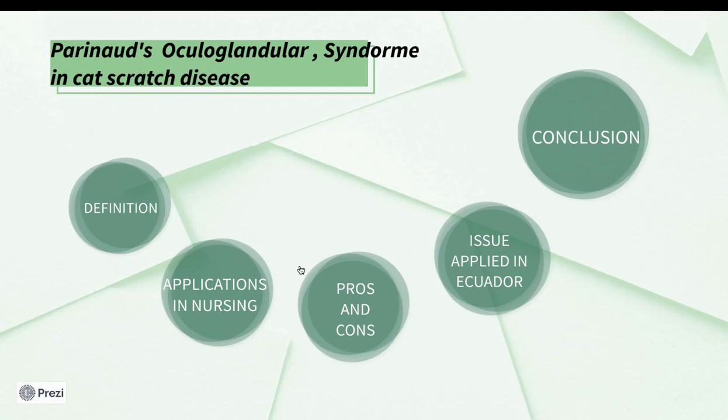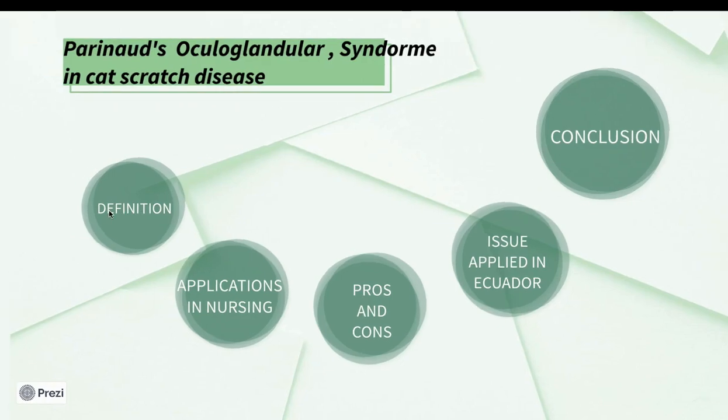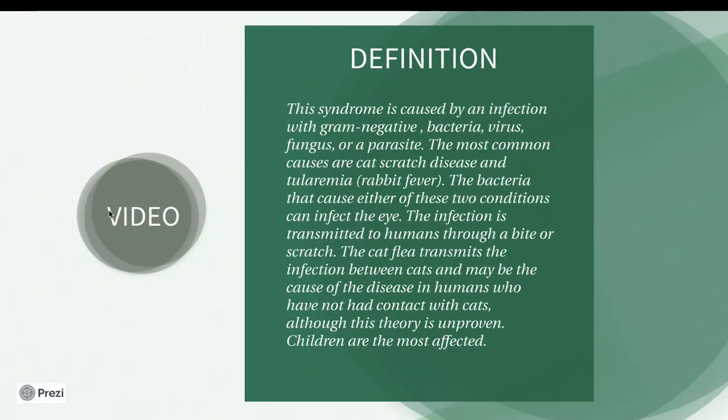I am going to talk about Parinaud's oculoglandular syndrome in cat scratch disease. Definition: this syndrome is caused by an infection with gram-negative bacteria, virus, fungus, or parasite. The most common causes are cat scratch disease and tularemia, also called rabbit fever.